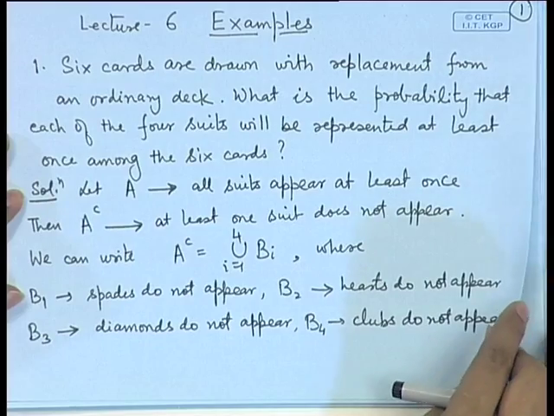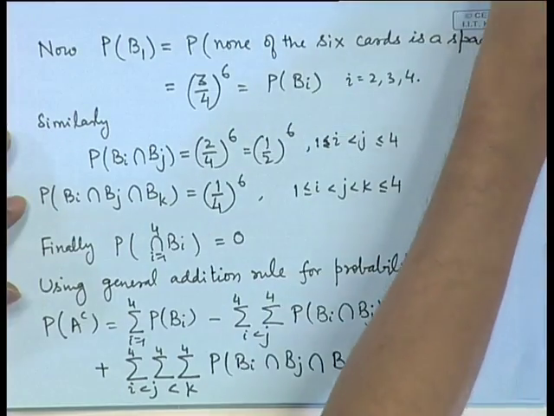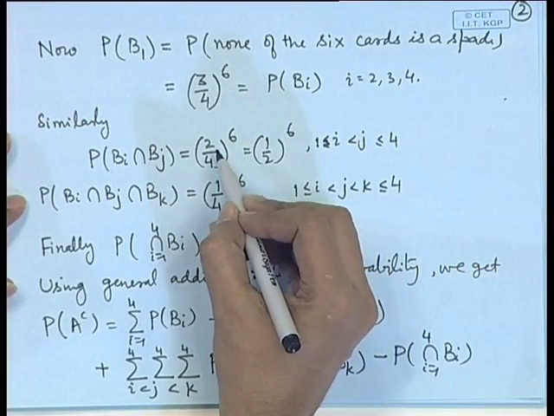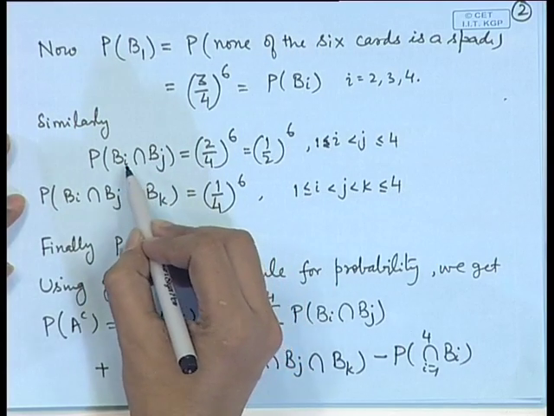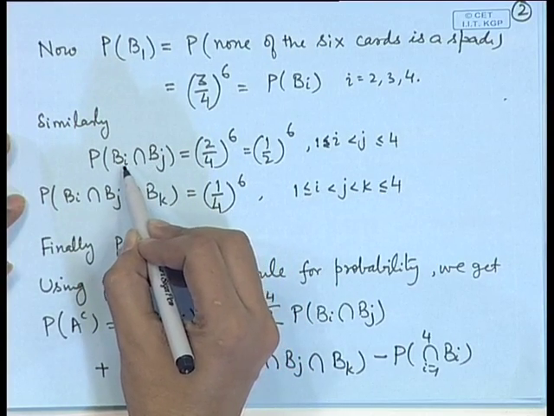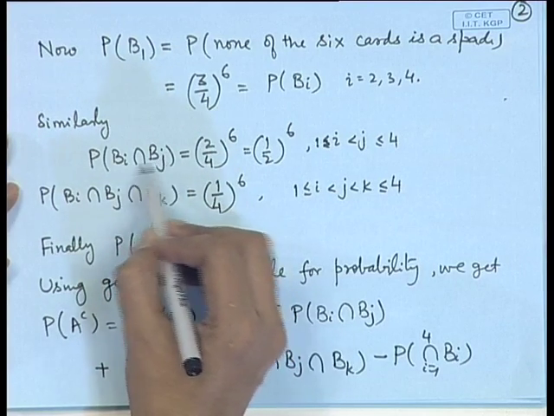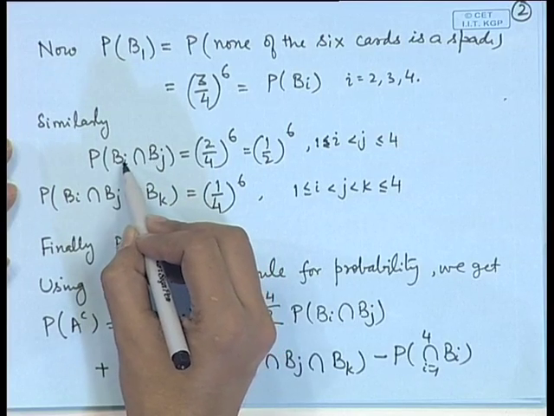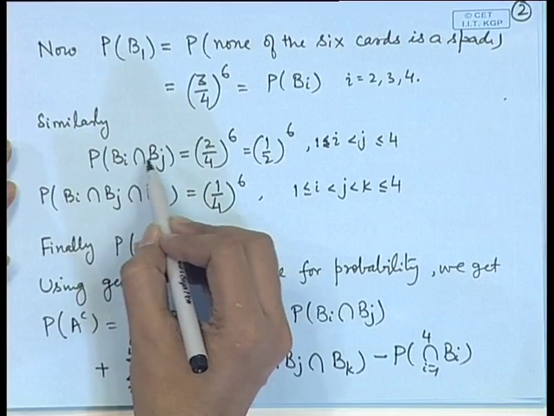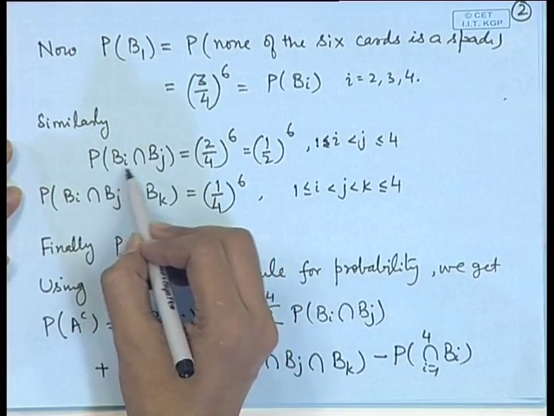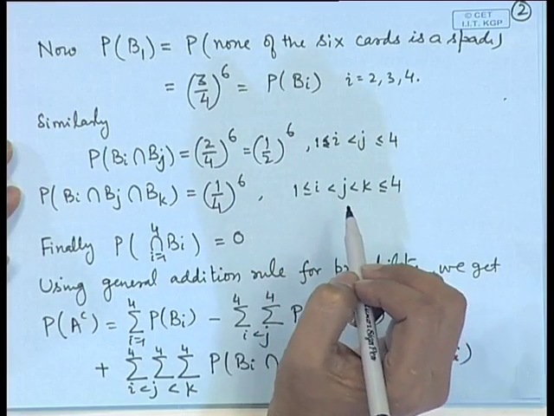So, in a single draw, if it is not a spade or a heart, the probability is half. Therefore, in 6 independent draws with identical setup, the probability becomes half to the power 6. Now, this probability remains the same if we replace, say, spade by hearts, the diamonds by clubs, etc. So, for all the combinations of spade heart, spade club, spade diamond, heart club and diamond heart, this probability of B_i intersection B_j is half to the power 6.